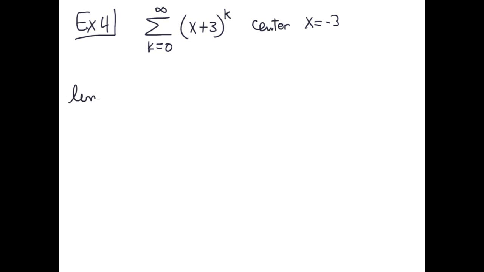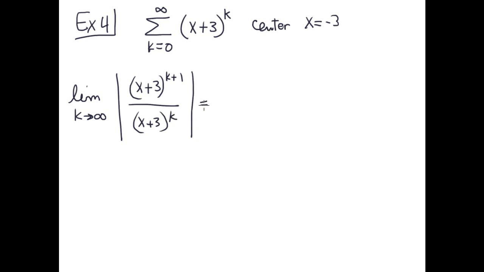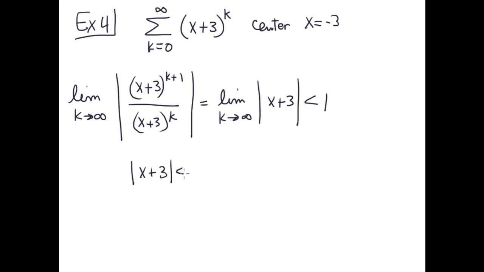Again, you apply the ratio test, the limit as k approaches infinity of the absolute value of (x+3)^(k+1) divided by (x+3)^k. With simplification, this is the absolute value of x+3, because (x+3)^(k+1) divided by (x+3)^k is only x+3, and this must be less than 1. This expression does not depend on k.